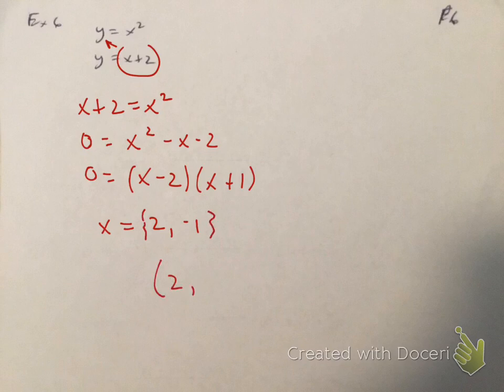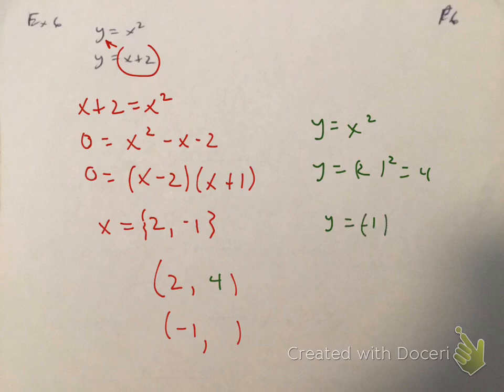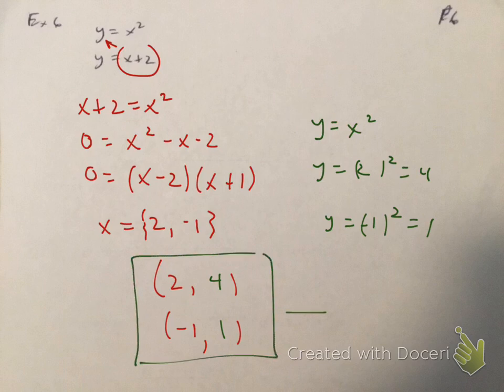Which means then I know this, and I have to figure out what the y values are for this. So let's just use y equals x squared. So if I put a 2 in there, that's going to be a 4. If I put a negative 1 in there, that's just going to be a 1. So here are 2 points in common.